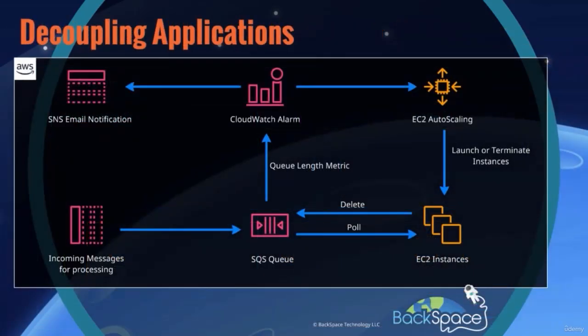Here is another architecture diagram that we have seen before in our Introduction to AWS lectures, and that is for decoupling applications using Amazon SQS. So on the left-hand side there, we can see that messages are coming in for processing, and those messages will be processed by an EC2 instance. So it could be a message to process an image and to do some filtering on an image or change the size of an image or something like that.